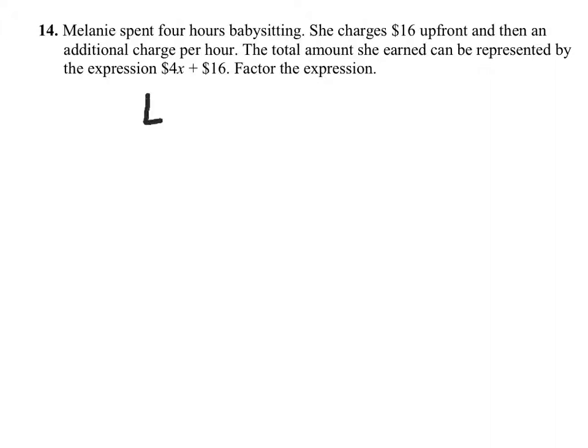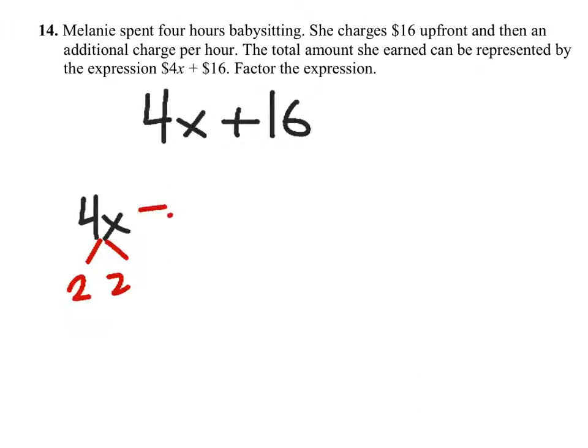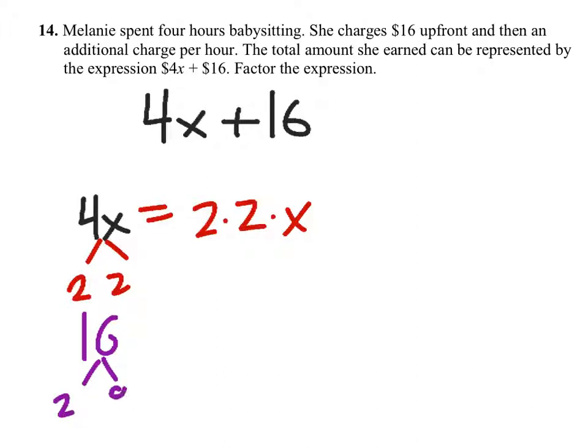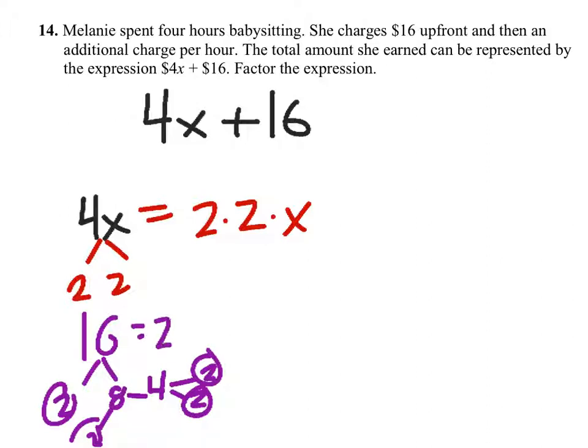We got a 4x plus 16. Well, let's look at 4x first. 4x splits up into 2 and 2, so that's 2 times 2 times an x. And then a 16 splits up into 2 and 8, which splits up into 2 and 4, which splits up into 2 and 2. So we got 4 2s right here. 16 is 2 times 2 times 2 times 2.